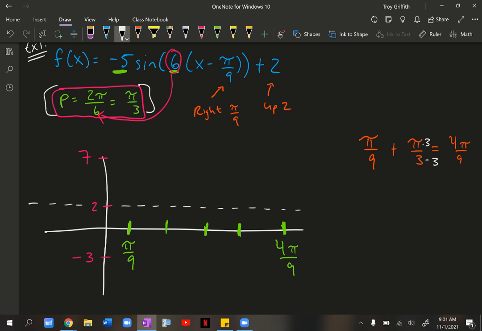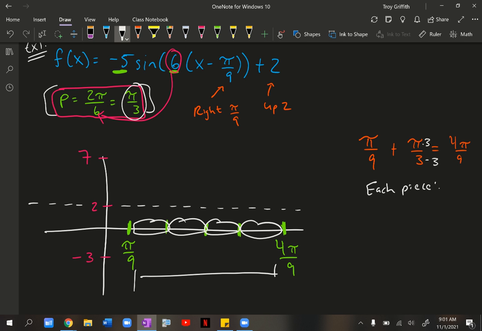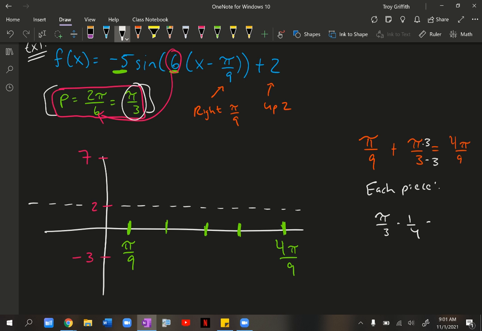What I like to do is I like to say, all right, if the length of the period is pi over 3, each piece, or in other words, each little section right here, 1, 2, 3, 4. Well, if this total length is pi over 3 from the beginning to the end, each piece has to be whatever pi over 3 times 1/4 is, because that's what that means: I'm taking the period and cutting it into 4 equal pieces. So that means each piece has to be a pi over 12.